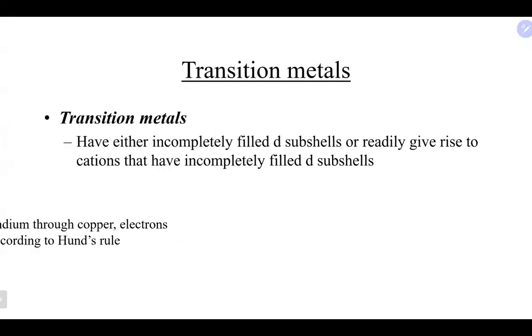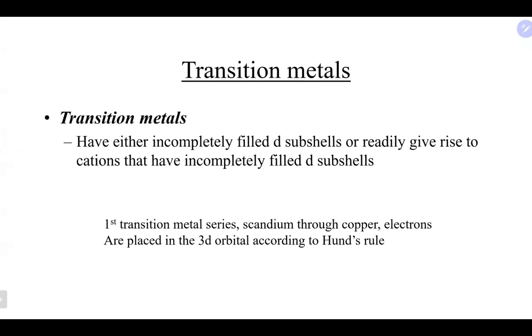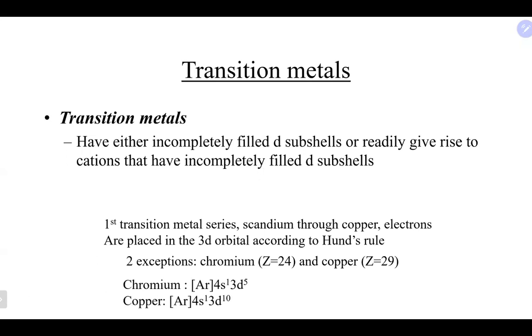Now, transition metals, which again are between group 2 and group 3 on the periodic table, have incompletely filled d orbitals. They also give rise to cations with incompletely filled d orbitals. There are actually several exceptions to the electron configuration in the transition metal region. If you follow the zigzag method there, you may get the incorrect electron configuration.